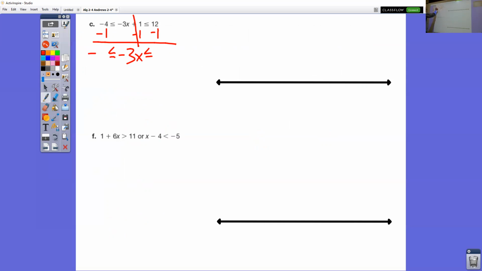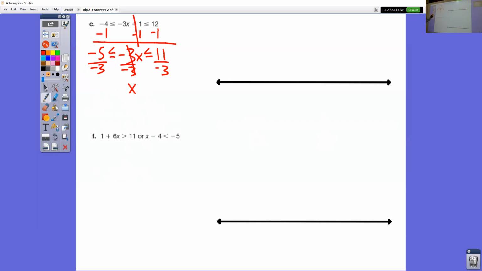-4 minus 1 is -5. 12 minus 1 is 11. Now we have -3 times x. Well, the opposite of times is to divide. So we want to divide by -3, divide by -3, divide by -3. So that way we get the x all by itself in the middle.